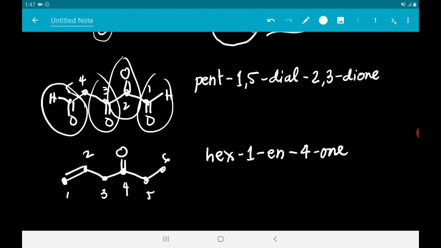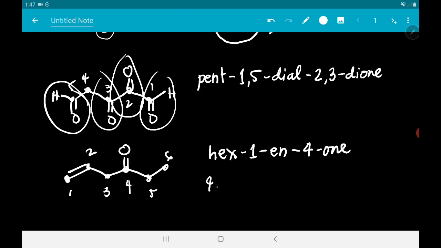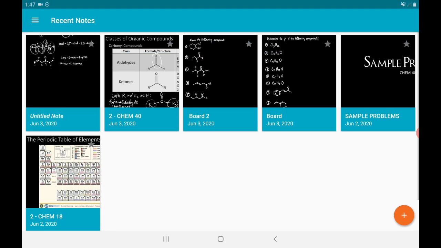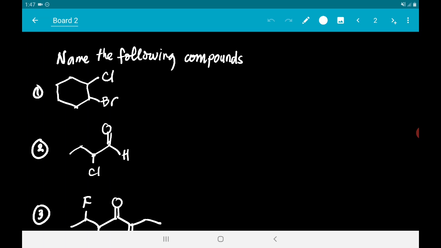Okay? Or we can also use 4-oxo-1-hexene. Okay? So 4-oxo-1-hexene. So that's for the other system. Okay? So that's how you name aldehydes and ketones. So let's look at some examples.